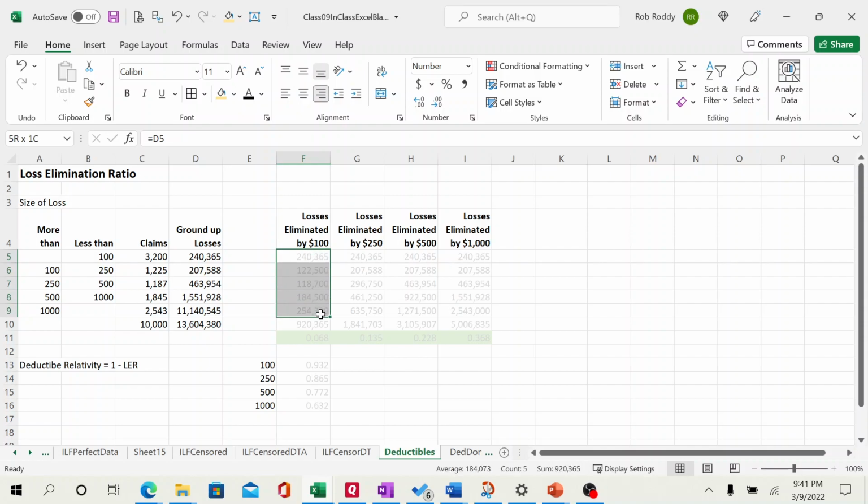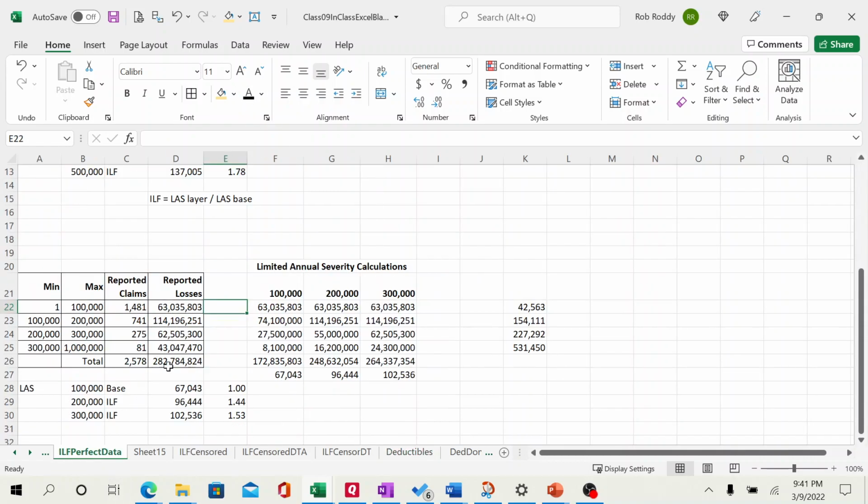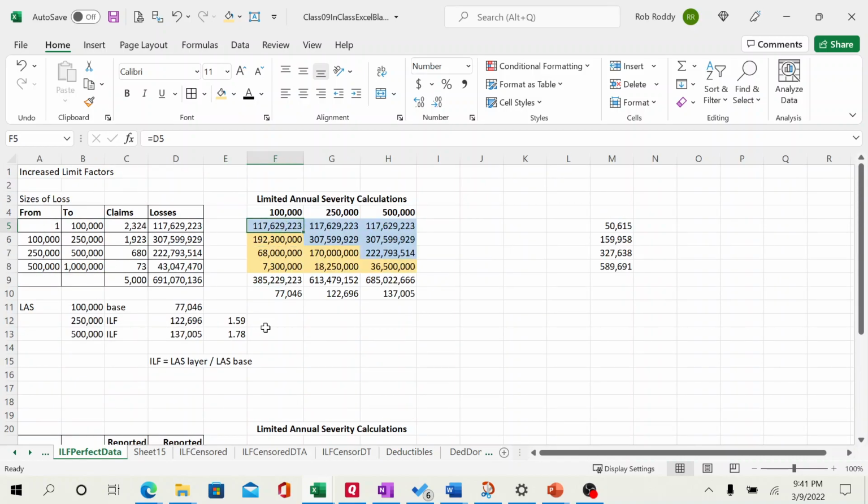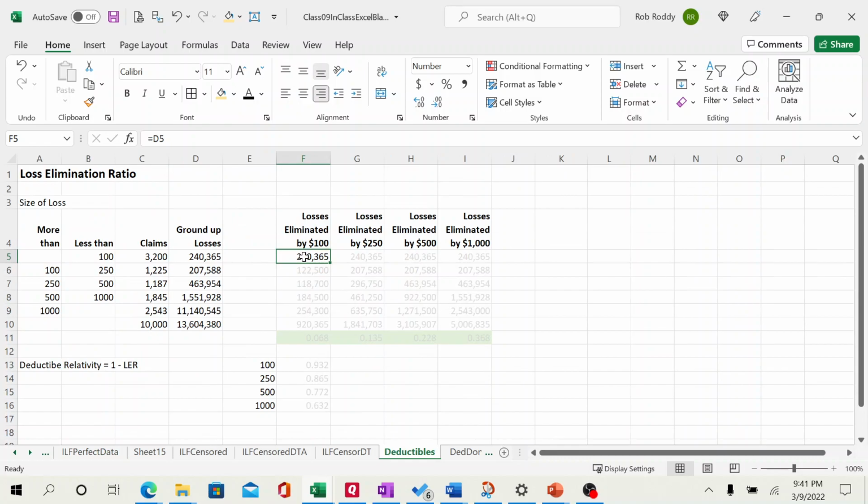Let's look at this first column here, losses eliminated. Before, with the ILF, we said limited annual severity, so we limited all losses to $100,000. For deductibles, we just say what losses are eliminated by $100. First, we look at our size of loss and look at all the losses less than $100. We have 3,200 of them. From a ground-up standpoint, there are $240,000. So if we eliminated all the $100 losses, we eliminate the whole shebang here, right? We eliminate the entire amount.